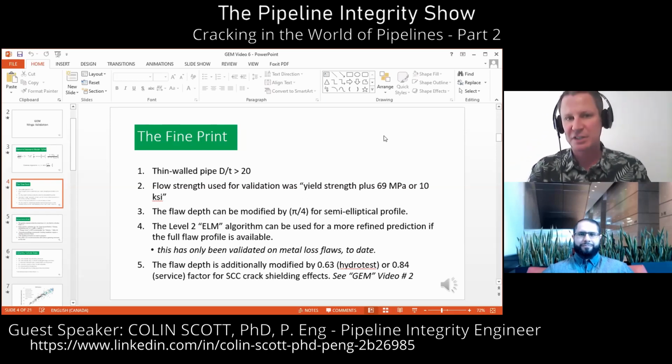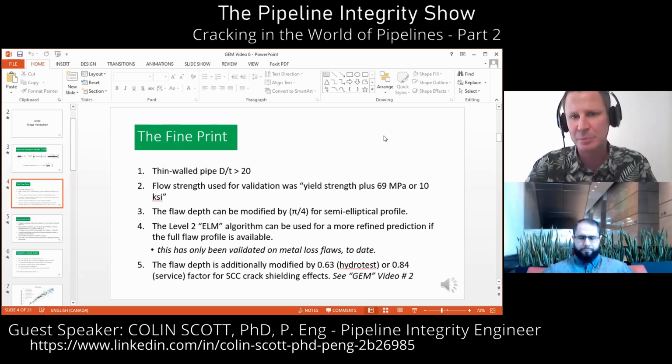In the derivation I didn't actually account for curvature. It's essentially a flat plate solution. So I specify that you have to have thin wall pipe of D over T over 20. That's somewhat arbitrary, but it seems to be working so far. When it comes to flow strength, I've just used the yield strength plus 69 megapascals, or yield strength plus 10 KSI. That's pretty standard for most of the pipeline steels we use.